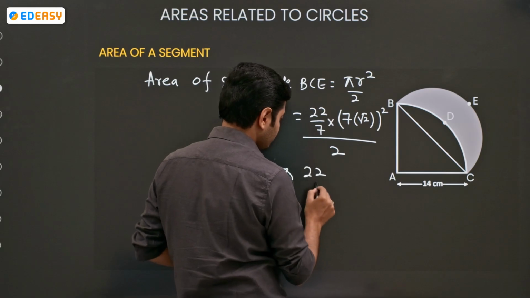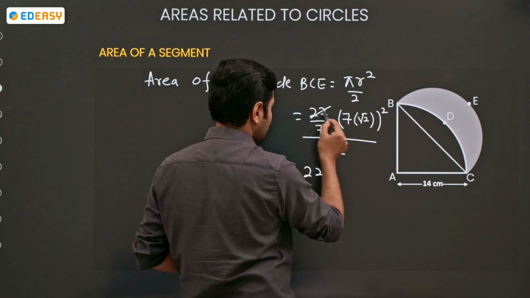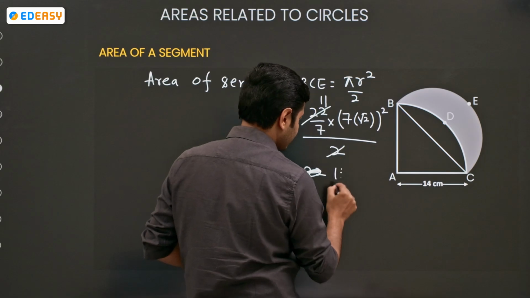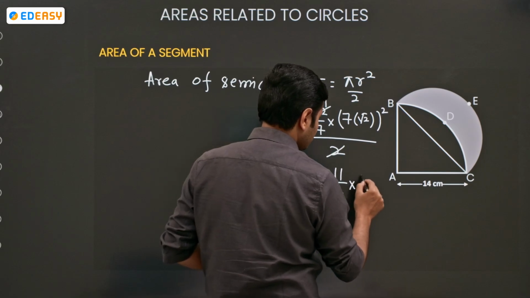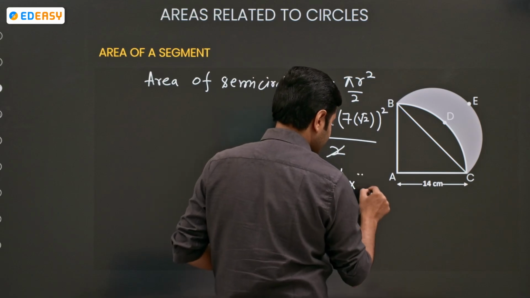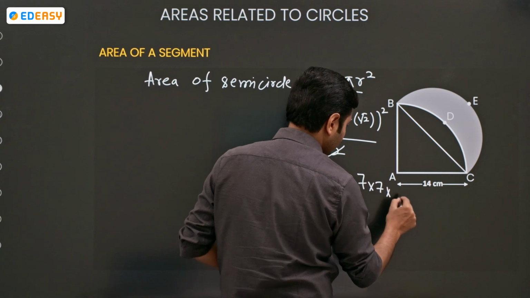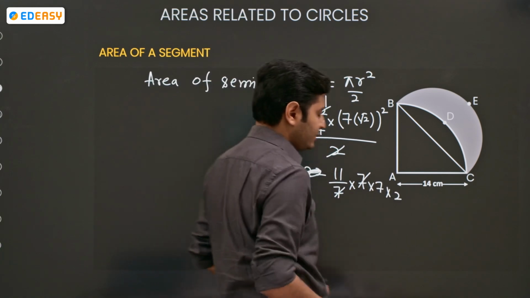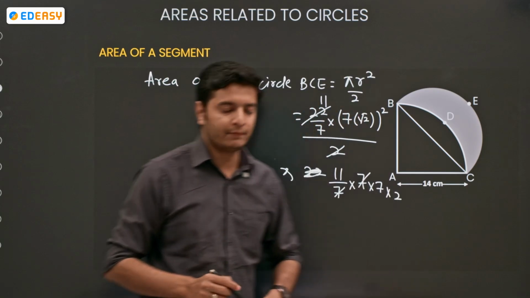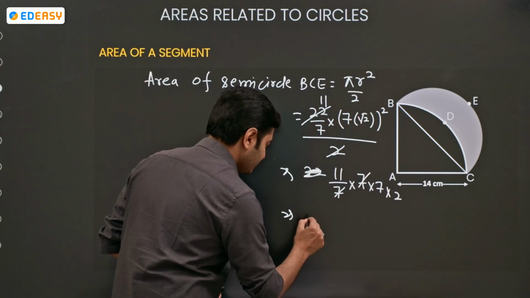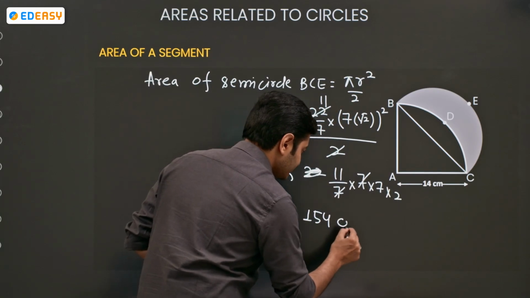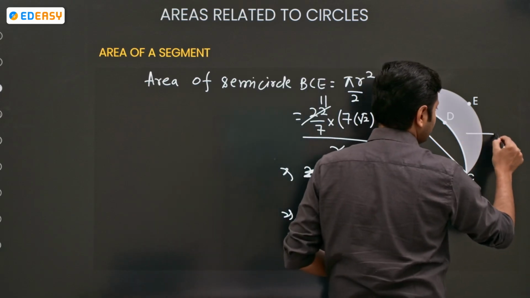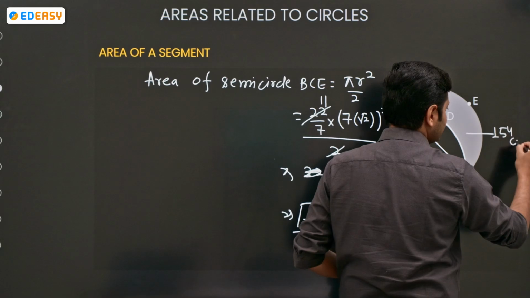So 22 and 2 are divisible, so 11. So 11 by 7 into 7 square means 7 into 7 into 2, root 2 square means 2. 7 and 7 can cancel each other. 11 into 7, 77 into 2, 154. So this will be 154 centimeter square. So this is the area of this semicircle, 154 centimeter square.